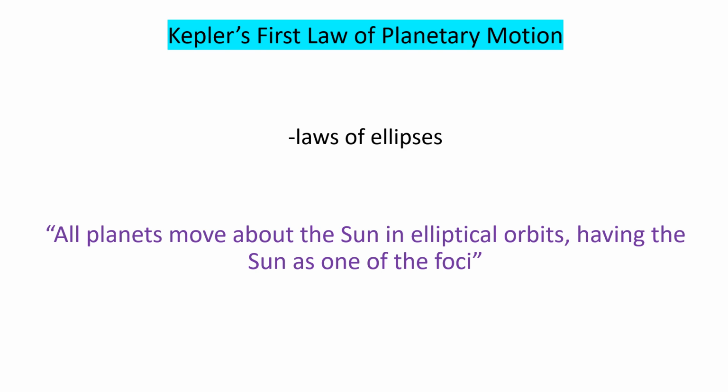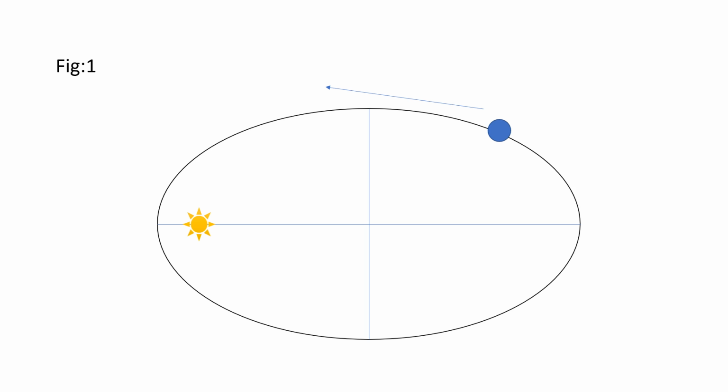Kepler's first law of planetary motion, also known as the law of ellipses, states that all planets move about the Sun in elliptical orbits having the Sun as one of the foci. This means that planets are orbiting the Sun in a path described as an ellipse. This is the picture of an ellipse. Suppose this ellipse is where the planet Earth moves. The Earth moves in the ellipse around the Sun, where the Sun is located at one of the foci of the ellipse.